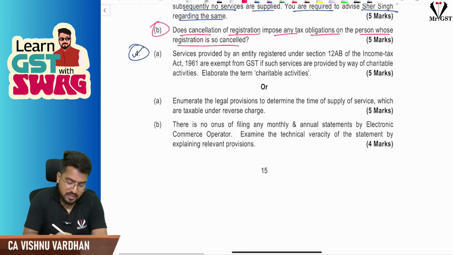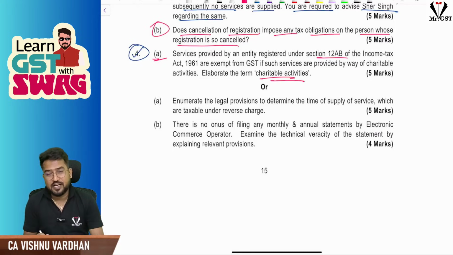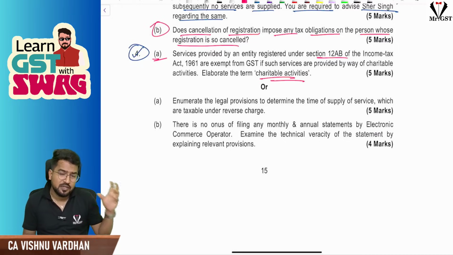Next, this is something crazy. Section 12AB entities which are providing charitable activities under GST are exempt under GST. You have seen that in the exemptions chapter. But they should be providing specified charitable activities, then only the exemption is given. Here they are asking what the charitable activities are. You remember something regarding public health, preservation of the environment, or educational and skill development programs for people aged more than 65 in rural areas, all these things.